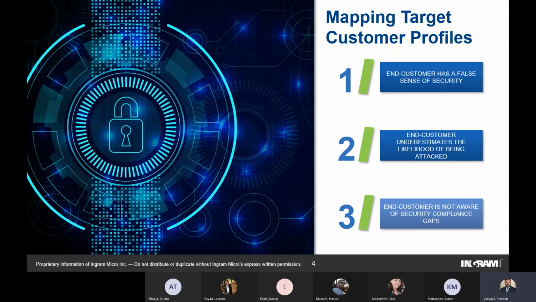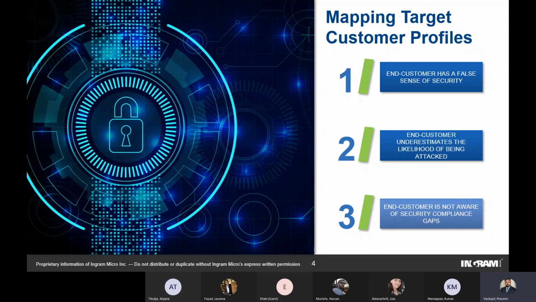The last one is where customers don't even know what they don't know. What I mean by this is there are gaps present in the environment, but they choose not to even investigate and find out what these gaps are. So these are the top three challenges that we face when we try to sell to customers.